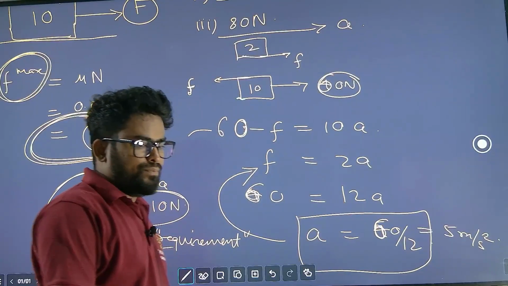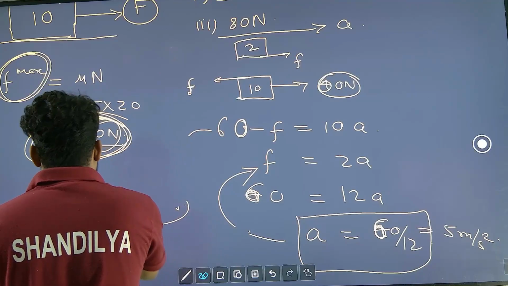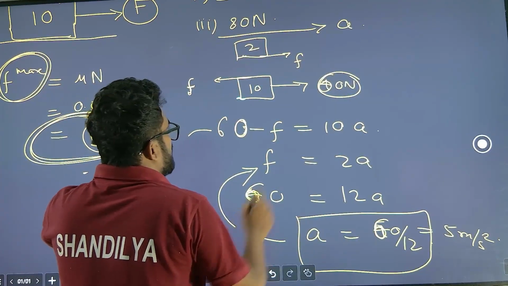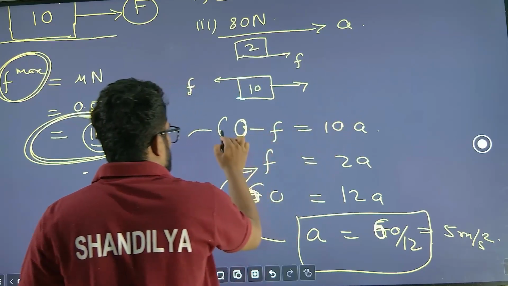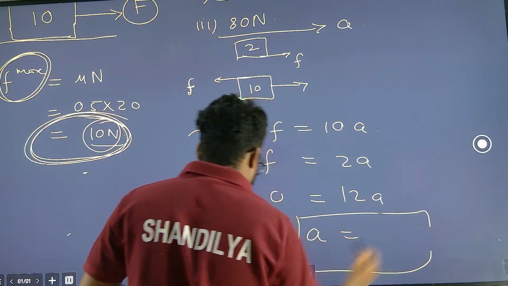Okay. Let's see the third part of this problem now. So in third part, first of all, we'll remove some of the data here that we have done. Third part is saying that we are applying here 80 Newton. So this would also be 80. So some calculation here will be different.